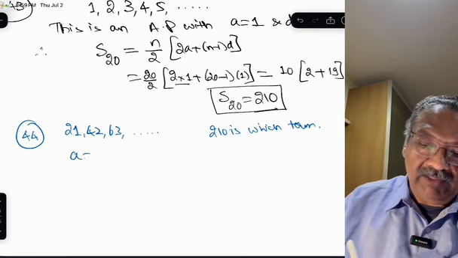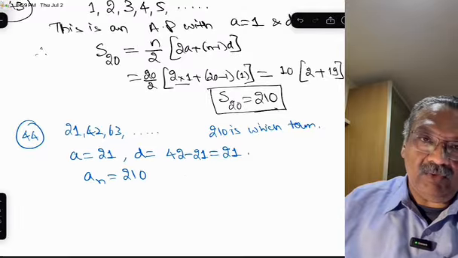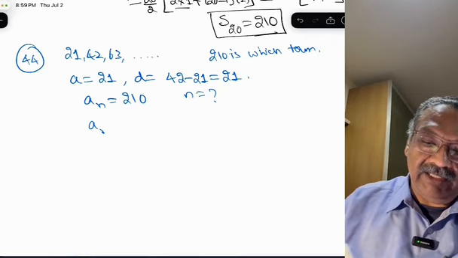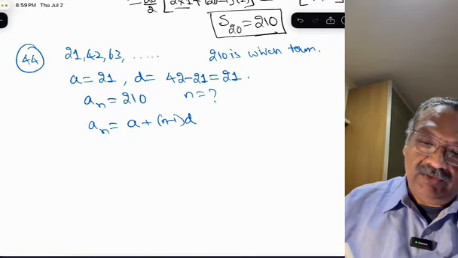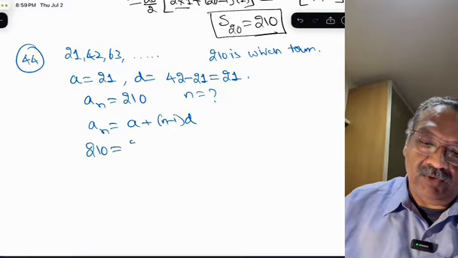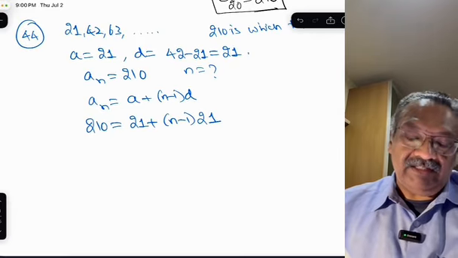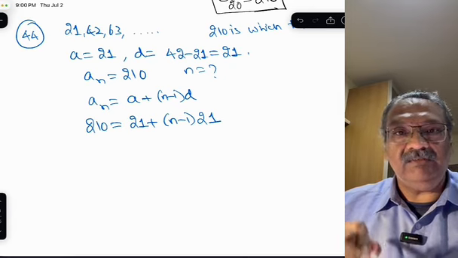So we have A is what? First term 21 and common difference is 42 minus 21, which is equal to 21. Now An is 210, we have to find n, question mark. Okay, so the formula for An is equal to A plus n minus 1 into D. So we have An is 210 is equal to A is 21 plus n minus 1, we do not know n, D is also 21. See, to solve it fast, there is 210 on the left hand side and 21 is common for both the terms on the right side.